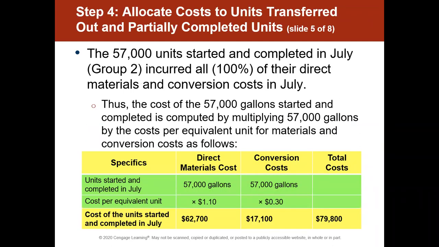For group 2, pretty easy, because here we've completely completed these 57,000 gallons during the month. We started them and finished them. So then we just say 57,000 times the 110 materials cost plus 57,000 times the 30 cents conversion costs. Add them up. That's the cost of the stuff that we made, that we started and finished during the month. This is just the stuff we started and finished.